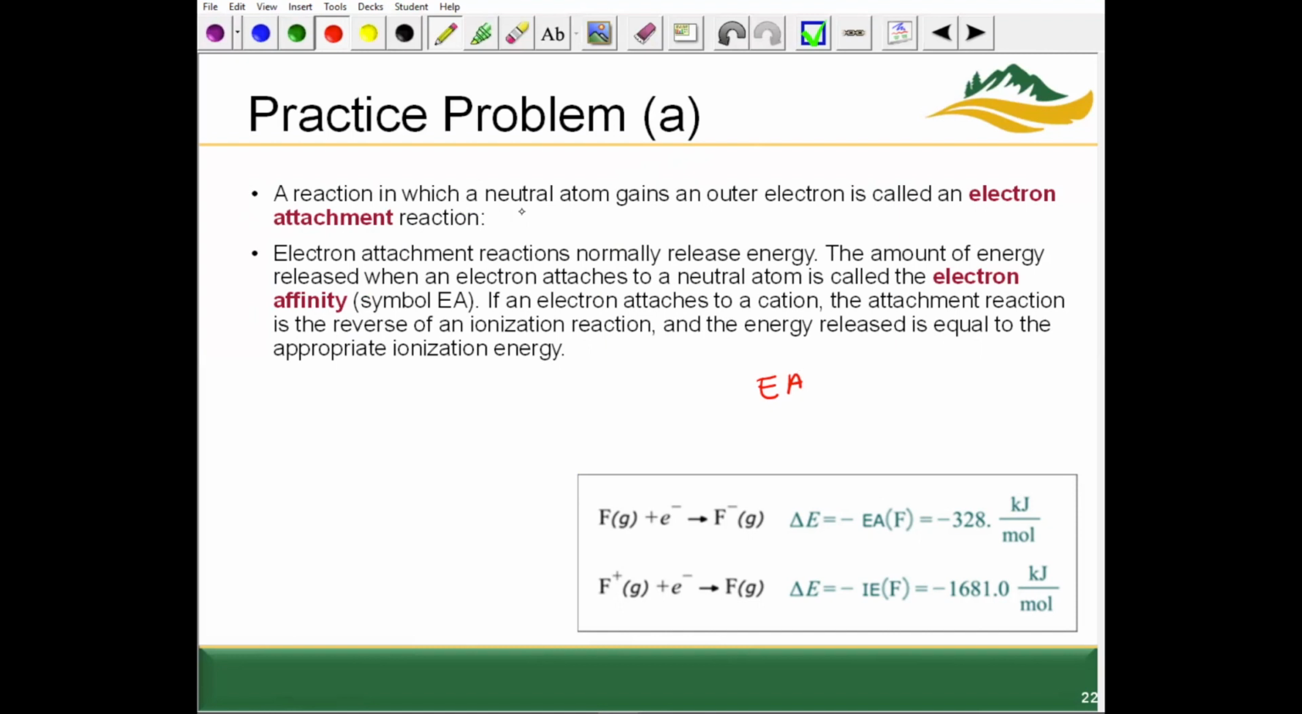Now we talked about ionization energy as well as electron affinity. So a reaction in which a neutral atom gains an outer electron is called an electron attachment. When atoms gain electrons, this releases energy. And this makes sense based on these signs we see here. So negative signs for the energy because energy is released after that atom gains a negatively charged electron.